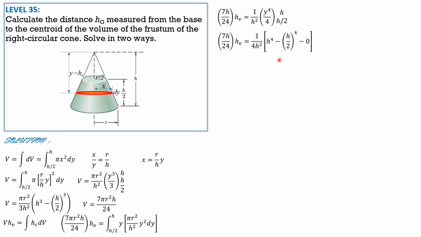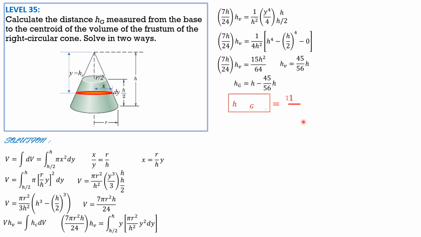So 15 over 16 h to the 4th, cancel h squared, then times 24 over 7h. So 7h over 24 h sub v equals 15 over 64, 15h squared over 64. So cancel h, cross multiply, then h sub v is equal to 45 over 56 h. Therefore, h sub g from the bottom is h minus 45 over 56 h. So h sub g from the base is 11 over 56 h. So that's for the first way.